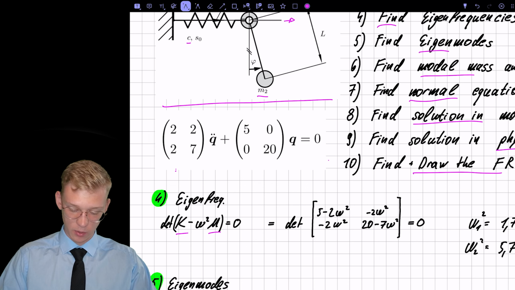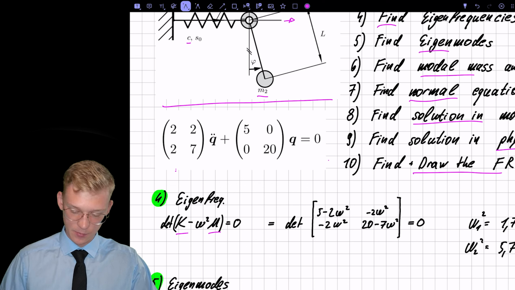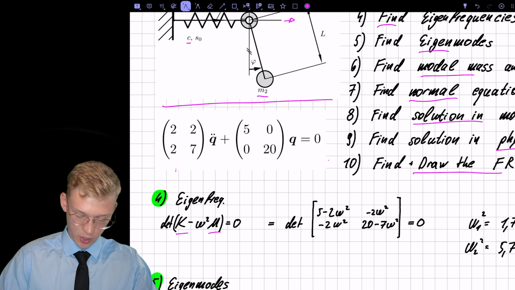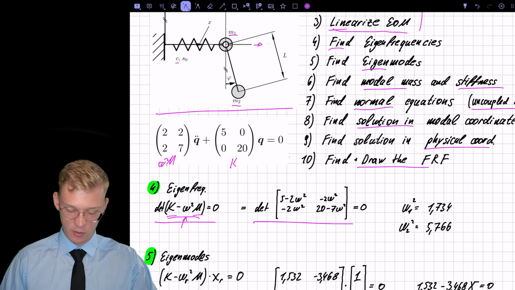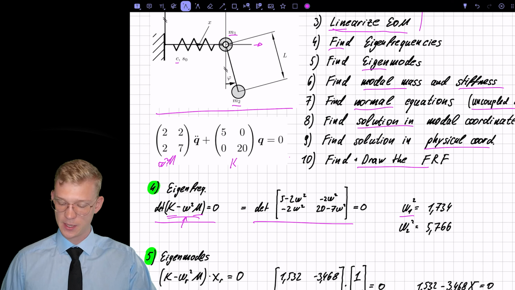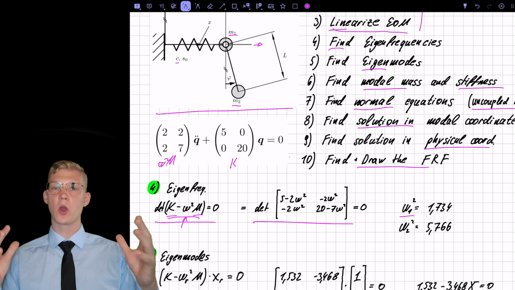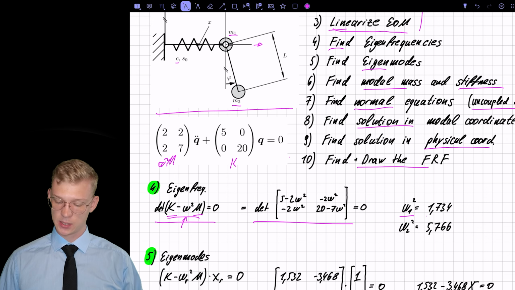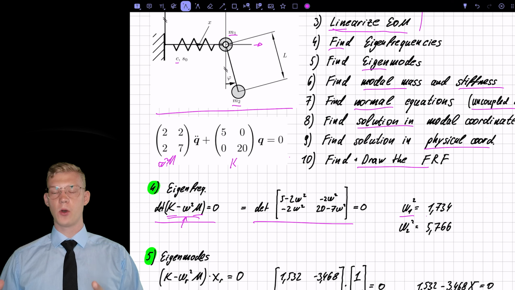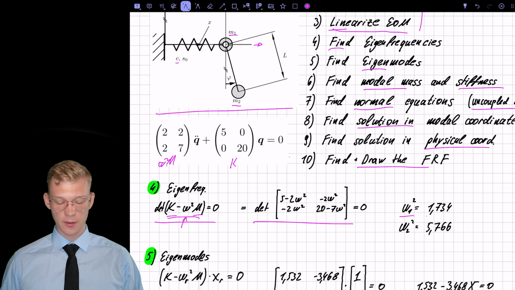So we will have this system and we basically just subtract K minus omega squared M and get a frequency 1 squared, that is 1.7, and a frequency 2 squared, that is 5.7. So just by doing that, we already know a lot about the system. We have a fairly low frequency and a fairly high frequency. Then with the help of the eigenfrequencies, we will find the eigenmodes.